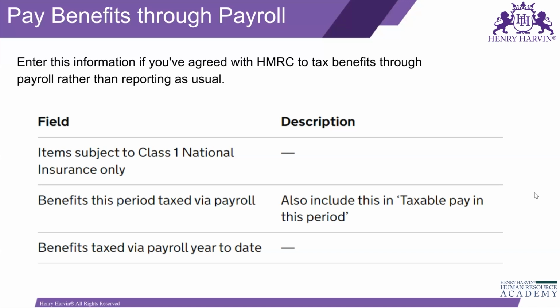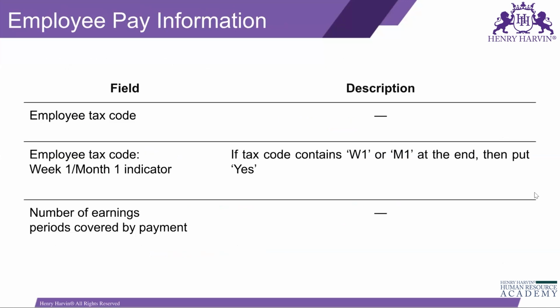Okay, similarly, if you're paying any benefits through payroll, you have to report it here. Your YTD figure and the value in that month. Item subject to Class 1 National Insurance only. That is the total of enabled salary. Employee tax code will also be mentioned. Then tax basis will be mentioned. Number of earnings periods covered by payment.